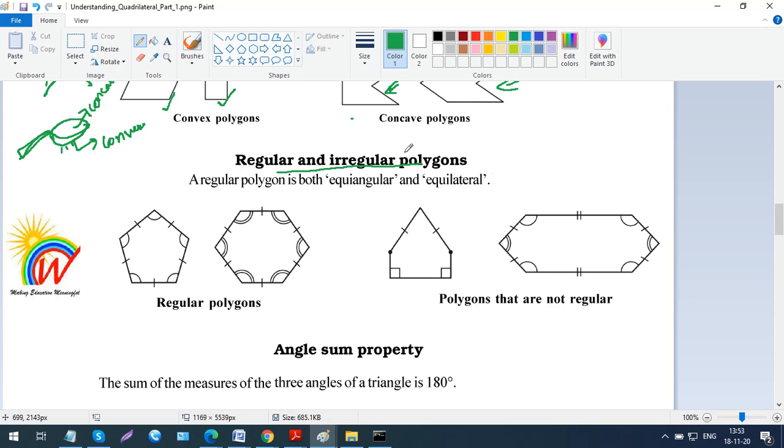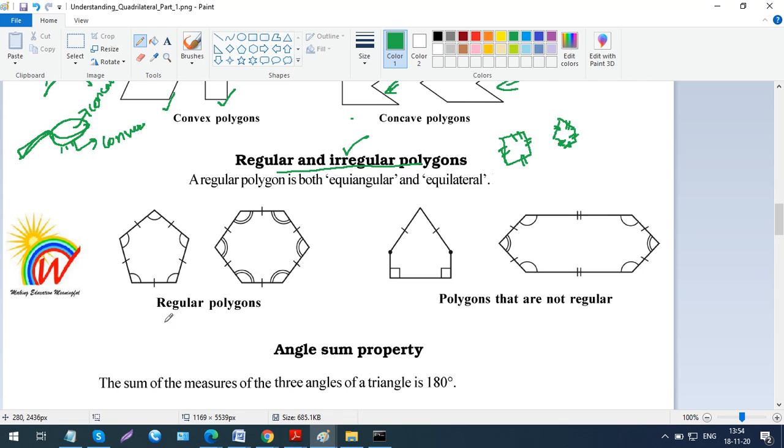Now let us say you have a 4-sided figure, for example. If the 4 sides are equal, then it will be called a regular polygon. If I talk about a 5-sided polygon like a pentagon, and the pentagon has all 5 sides equal to each other, then it will be called a regular pentagon. If all the given sides are not equal to each other, then it's called irregular.